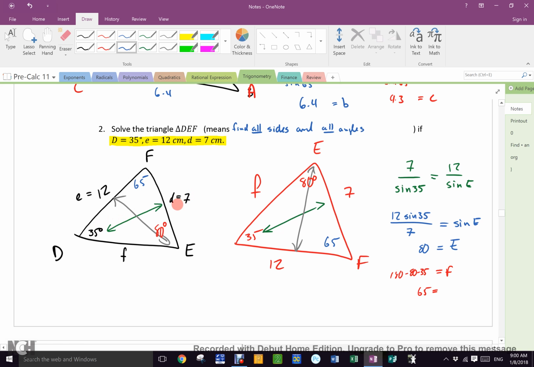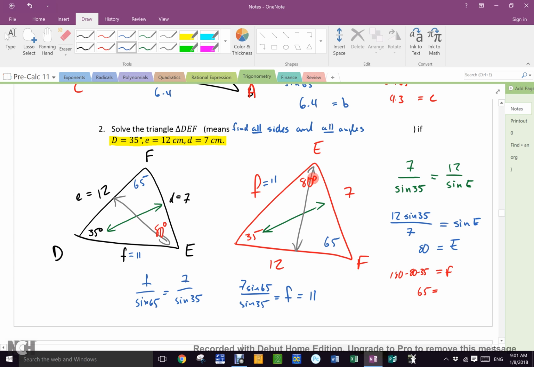Do I still have a pair? Do I have some information about the F's now? F over sine 65 equals 7 over sine 35. Do I know how to solve that? 7 sine 65 divided by sine 35 equals little f. You guys do the math and tell me what little f equals. To one decimal place, please. Actually, no decimal place, because the other ones have no decimal places. 11. So F equals 11.